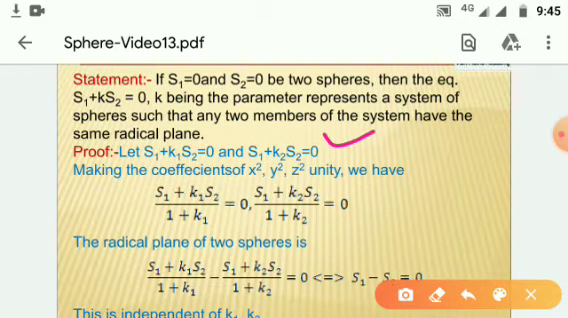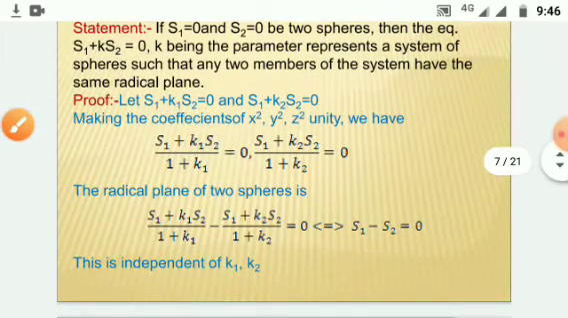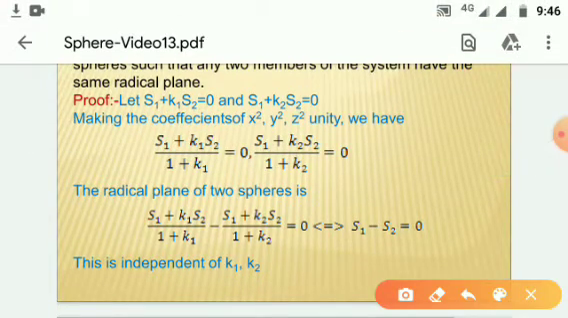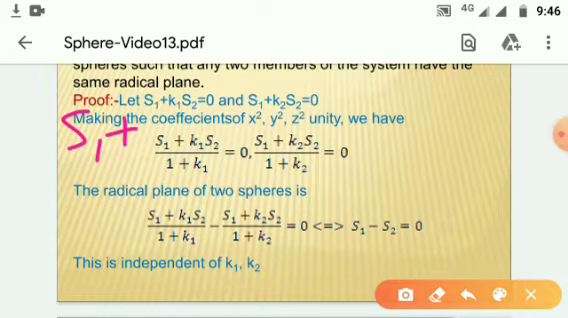Suppose we take two members of this system: S1 + K1 S2 = 0 and S1 + K2 S2 = 0. This is one member of the system and this is another member of the system. Making the coefficients of x² + y² + z² unity, we have it like this. For example, I will explain here. See this: S1 + KS2 = 0. On simplification of this, you will get it like this.